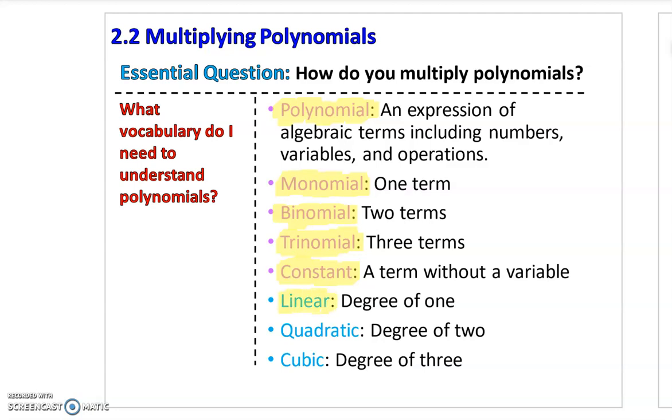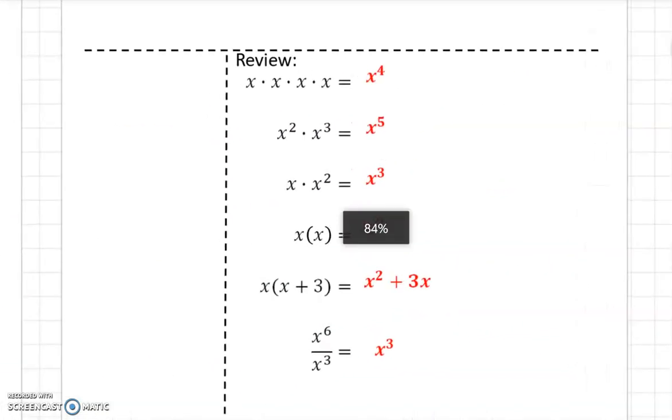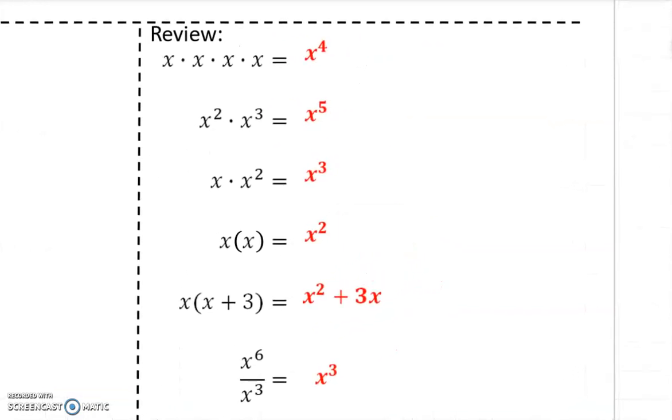Linear is a degree of 1. Anything with a degree of 1 is considered a linear term. Quadratic is a degree of 2, and cubic is a degree of 3. Just a quick review so we understand some exponent laws here.